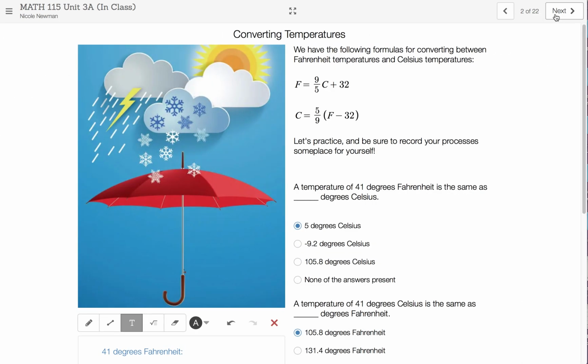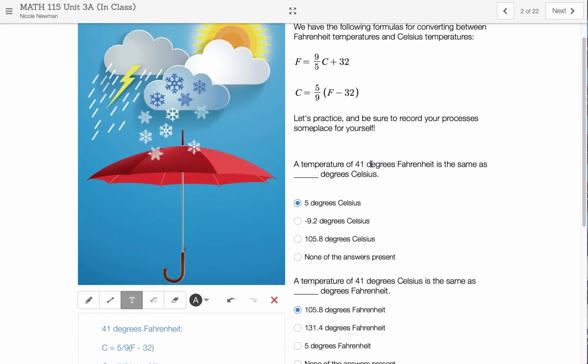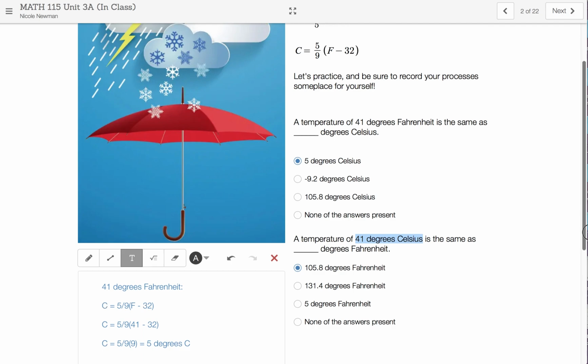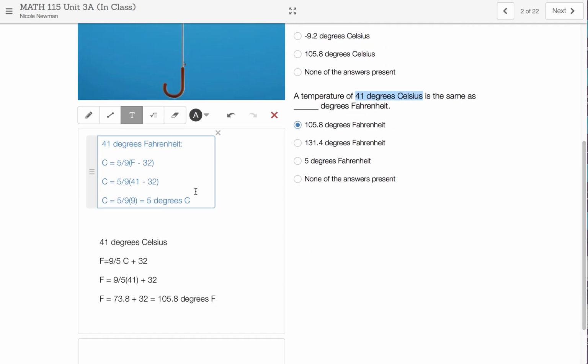One of our goals for this unit is to be able to convert between temperature systems, between Fahrenheit and Celsius temperatures. So I gave you some to practice on here. First one is a temperature of 41 degrees Fahrenheit, and then I just make it 41 degrees Celsius. To make these work, I put some information in the box over here.